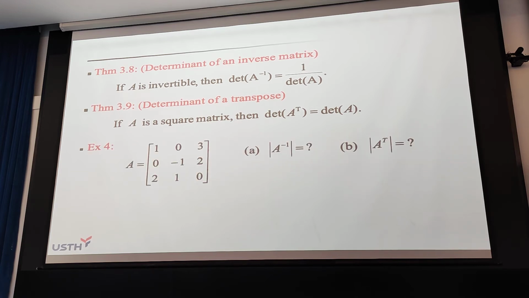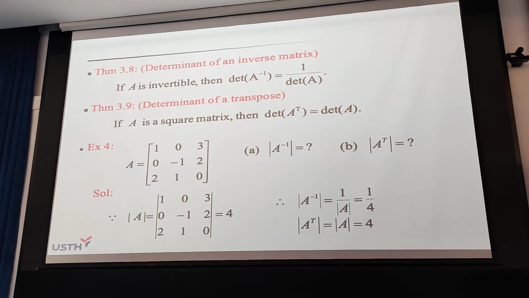And here, suppose that you are given A like that, you are required to find determinant of A inverse and determinant of A transpose. And obviously, the first step, you need to know if A is invertible, or otherwise you don't have an A inverse. And here, you calculate that determinant of A equals 4. 4 is non-zero. So you know that A is invertible, and then you can write A to the power minus 1 or A inverse. And determinant of A inverse equals 1 over determinant of A. And because of that, determinant of A inverse equals 1 over 4. And here, determinant of A transpose equals determinant of A equals 4. Like that. That is the example here.